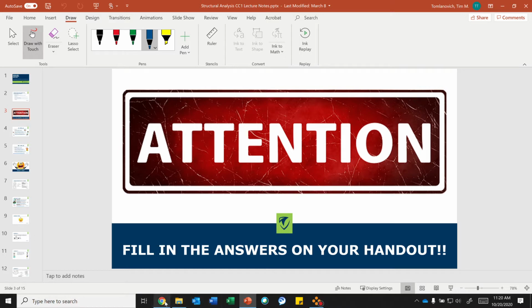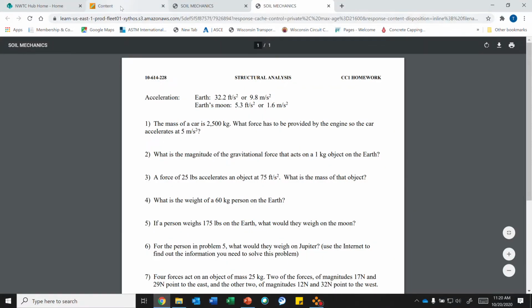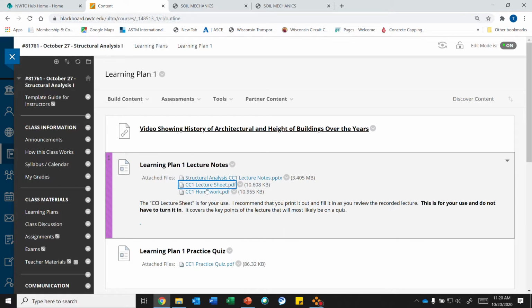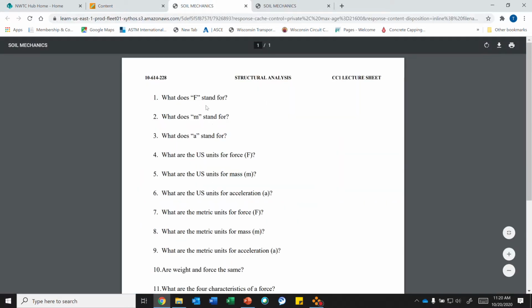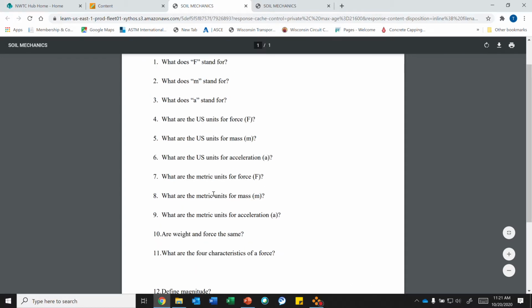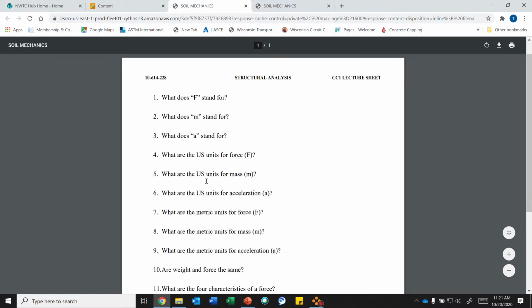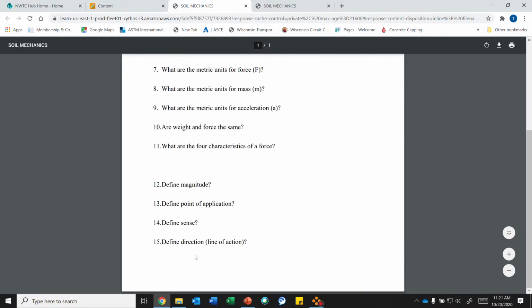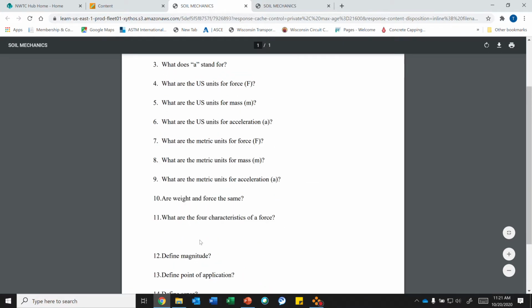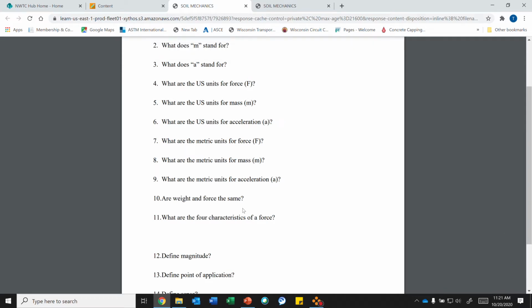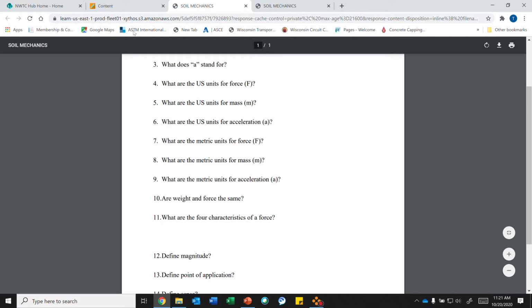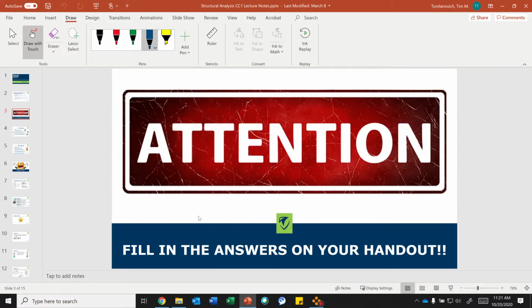Let me go to Blackboard here. If you go into Blackboard, there's this lecture sheet attached underneath the PowerPoint. So I'm in Learning Plan 1. Here is the PowerPoint I'm going through right now. If you open this lecture sheet, this is another way for you to write down the important things that I want you to know. It's not homework. I'm not going to collect it, but it's for you to help summarize what I'm talking about in this PowerPoint.